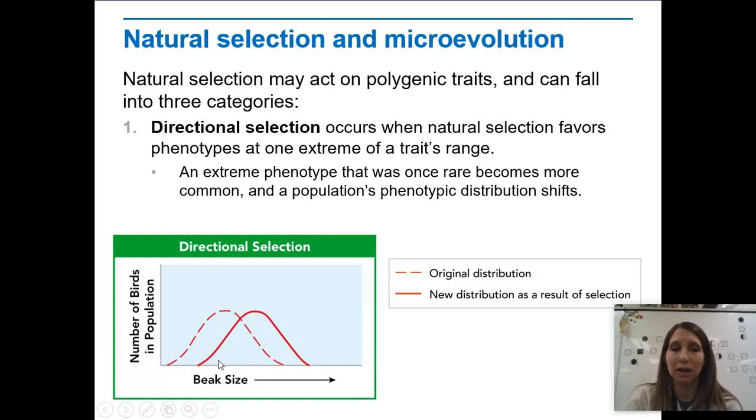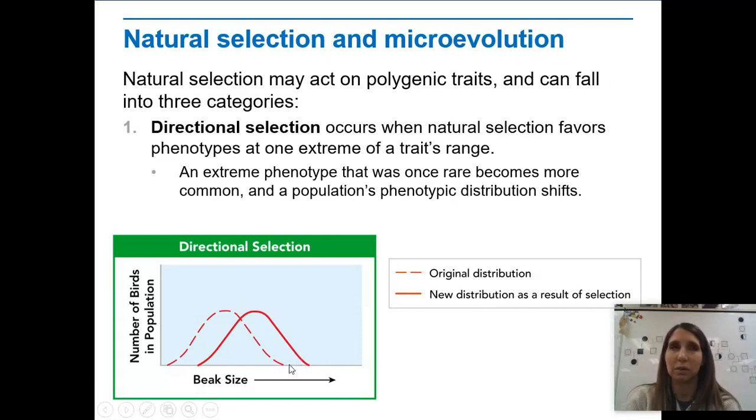And as they become more common, the distribution, this curve that we're looking at here, the variation in these traits also follows and goes in that same direction. I guess in this slide, I should go this direction. But that's that idea of directional selection.